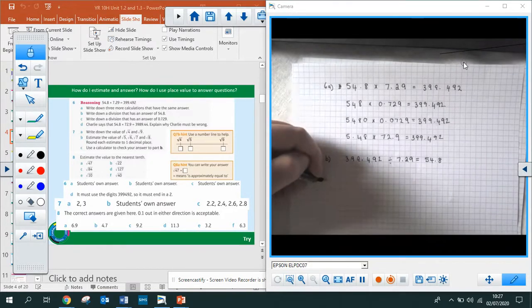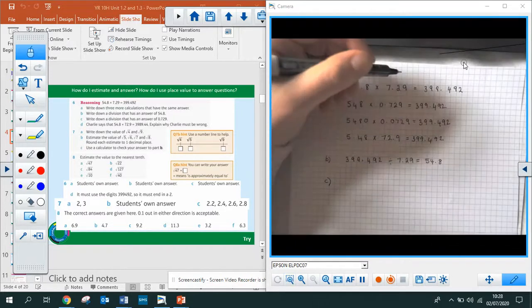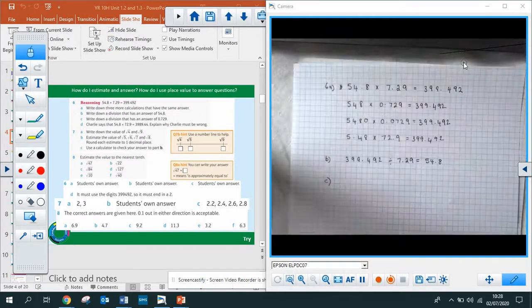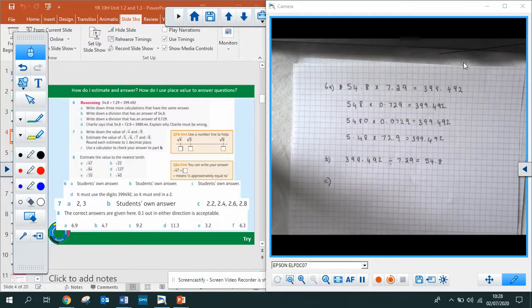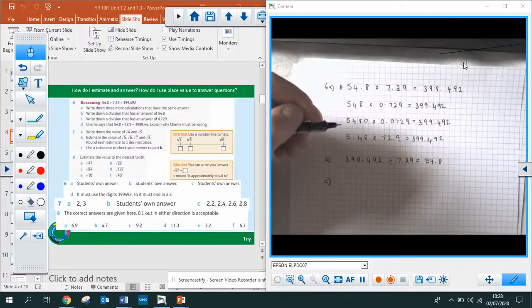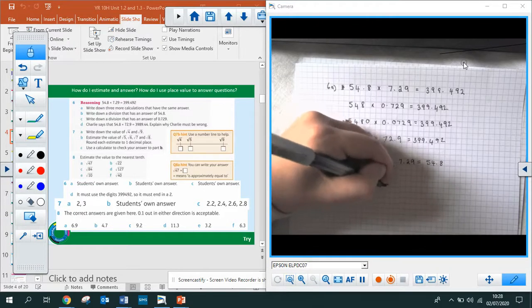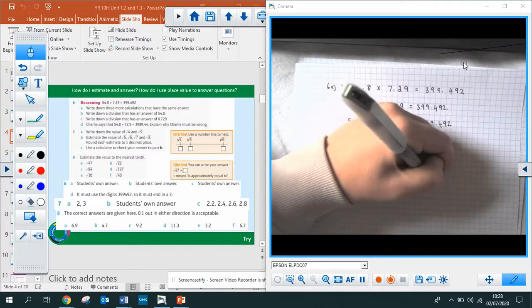Part C. Part C says write down a division that has an answer of 0.729. So that's made this 10 times smaller. What I'm going to do first is rewrite my original fact with 7.29 in the answer, and then I can look at what I have to do to make that adjustment to get 0.729. So 399.492 divided by 54.8 is going to give me 7.29.